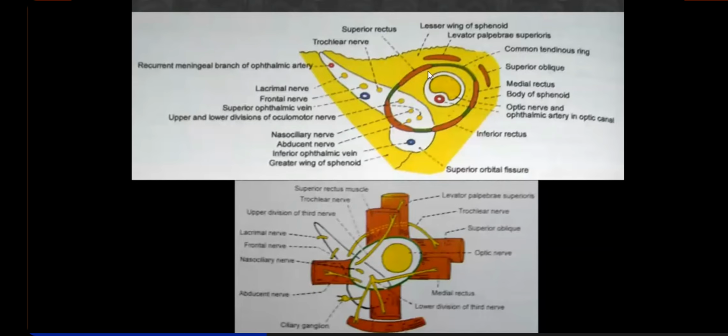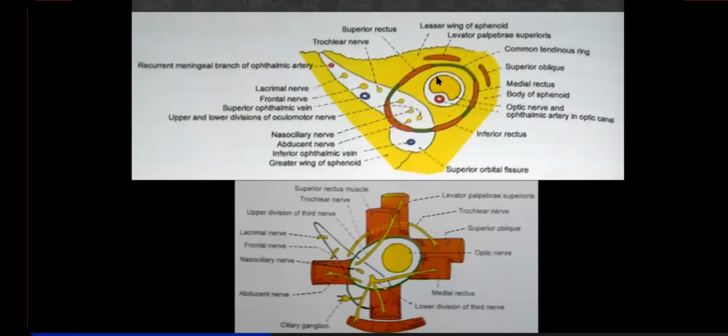On this ring are the origins of the four recti muscles: superior rectus, inferior rectus, medial rectus, and lateral rectus. Above the superior rectus will be the LPS, and supromedially, from the body of the sphenoid, will be the superior oblique. Where does the LPS rise from? The lesser wing of the sphenoid. This is the lesser wing of the sphenoid, and this is the greater wing of the sphenoid. This canal is within the body of the sphenoid.